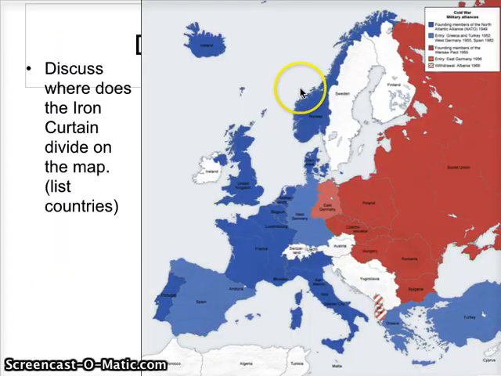Now, if we were to look at the map, you can see this is the Iron Curtain. I would like you to name a list of all the countries that fall on the Iron Curtain and clearly state which side these countries fall under.